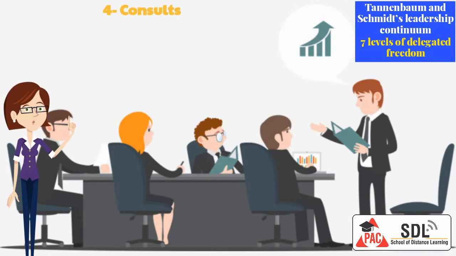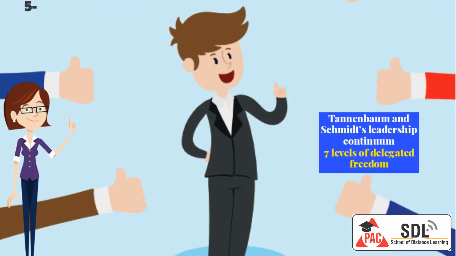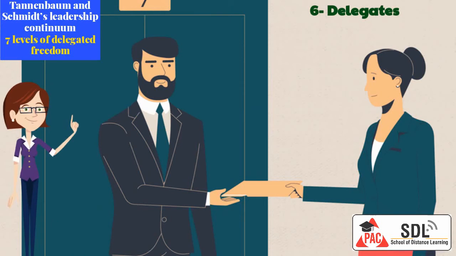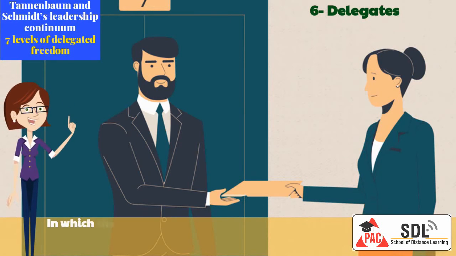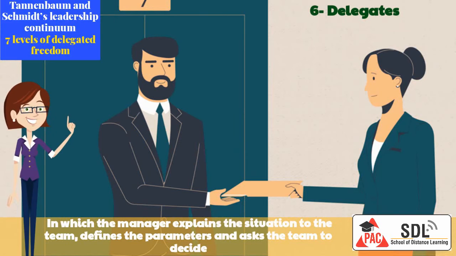Fourth, consults, in which the manager announces a provisional decision and invites the group members to discuss it. Fifth, involves, in which the manager presents the problem to the team, perhaps suggesting some options. Sixth, delegates, in which the manager explains the situation to the team, defines the parameters and asks the team to decide.